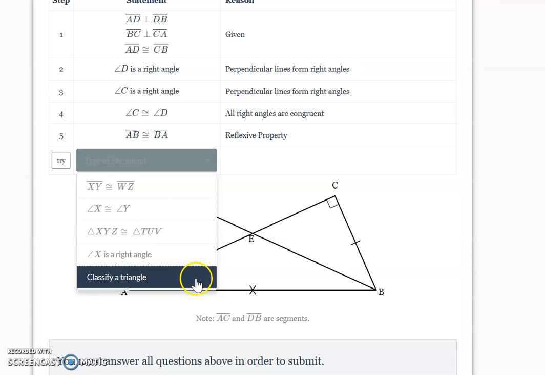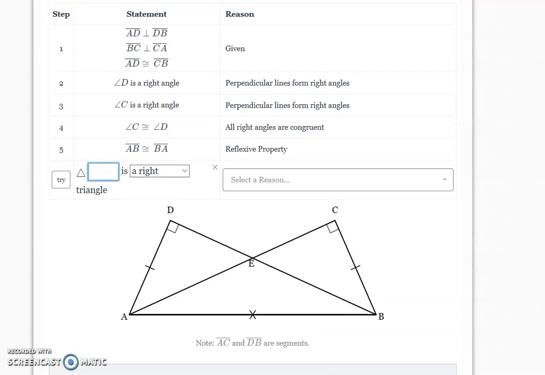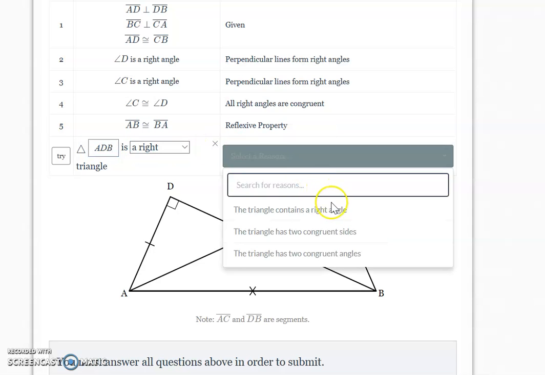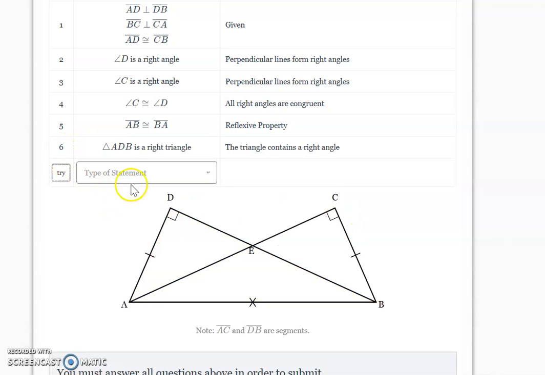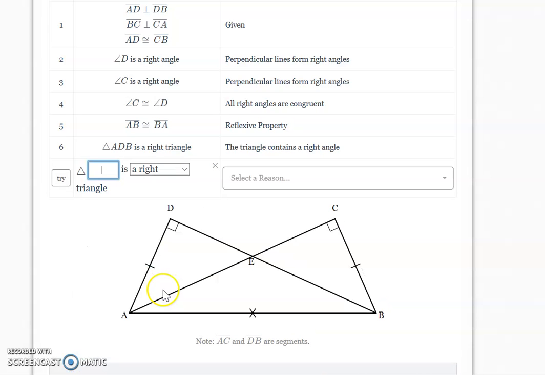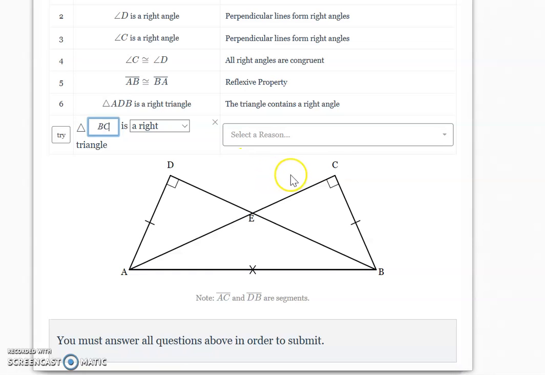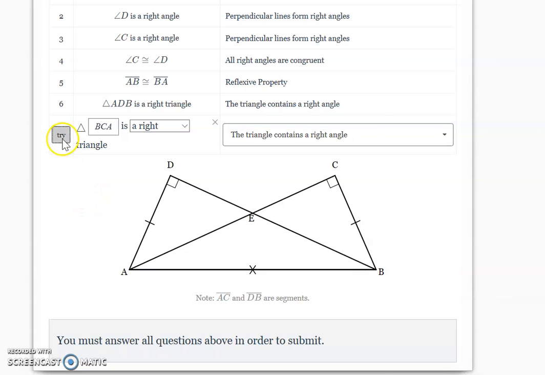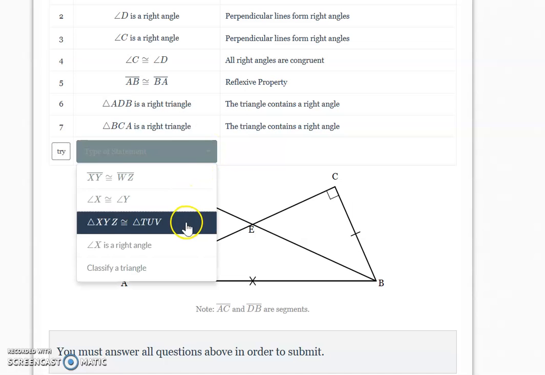So we need to classify a triangle first. Yikes. Okay, so ADB is a right triangle, and it has a right angle. This is kind of dumb, honestly. Okay, classify. So now we want to say BCA is a right triangle because it has a right angle. Yeah, I would never write this in a real proof, but that's okay. Okay, so now let's try it again.